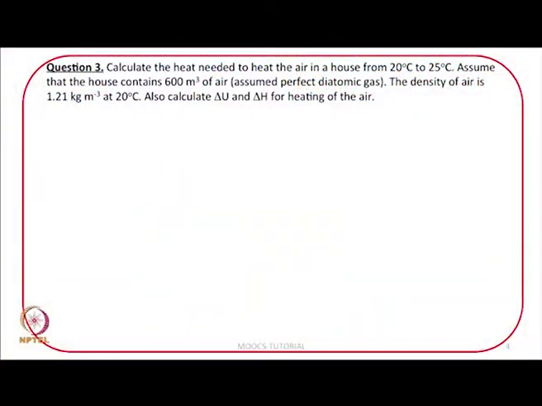Now, let us take another type of question. Calculate the heat needed to heat the air in a house from 20 degrees Celsius to 25 degrees Celsius. Assume that the house contains 600 meter cube of air, assumed perfect diatomic gas. The density of air is 1.21 kilogram per meter cube at 20 degrees Celsius. Also calculate delta U and delta H for heating of the air.